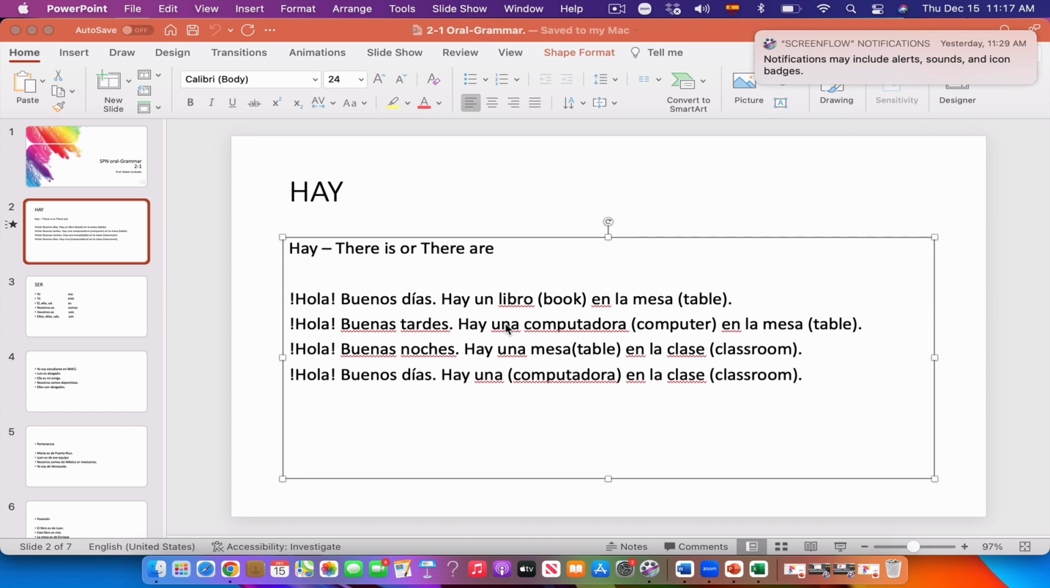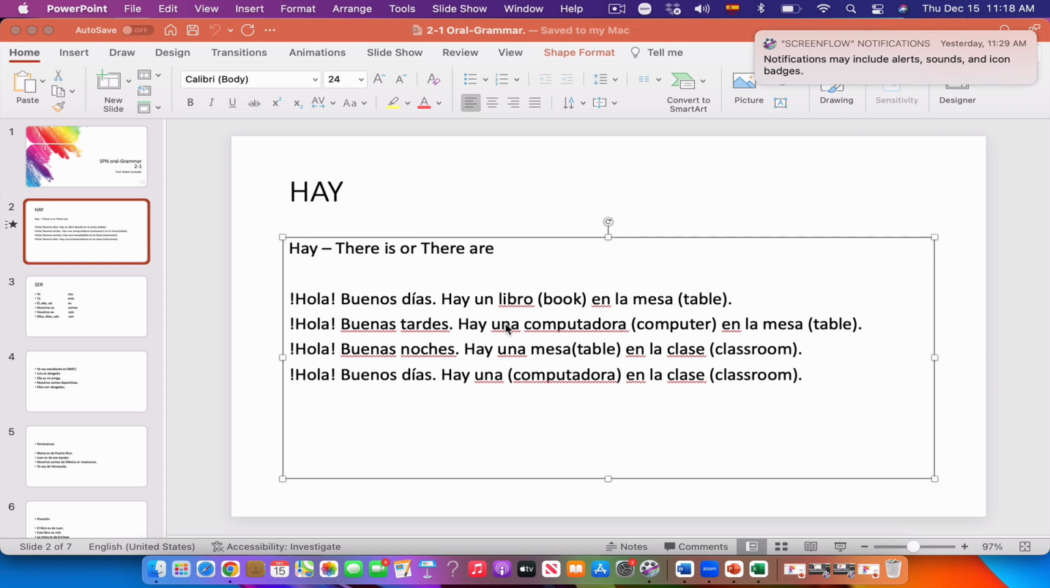Now, in a regular conversation, for example, we have hola, buenos días, hay un libro. Libro is book, right? En la mesa, on the table, okay? So, hola, remember, is hello. Buenos días is good morning. Hay un libro, there is a book, en la mesa, on the table, okay? Hola, buenos días. Hay un libro en la mesa.